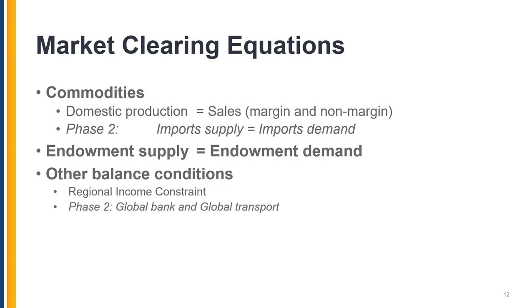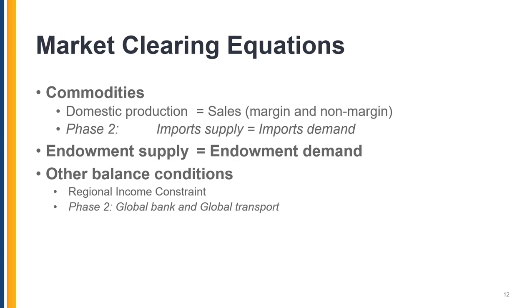You also have endowment supply equals endowment demand. So in the commodities, you have a production sector making something and selling it to a user. Well, here in the endowment, you have an owner of a primary factor selling it to one of those production sectors. Then a couple of other balance conditions that exist.